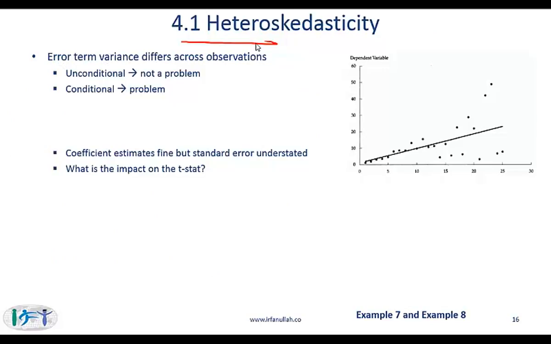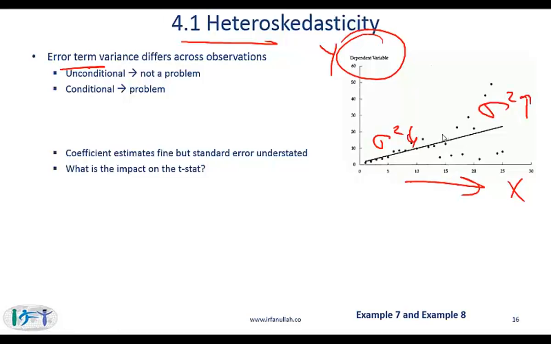This situation, heteroscedasticity, refers to a scenario where the error term varies across observations. If you have the x variable and the y variable, this is your dependent variable, the variance is relatively small over here, but as x increases, the variance of the error terms is increasing. You can just see that visually. So this is called heteroscedasticity.